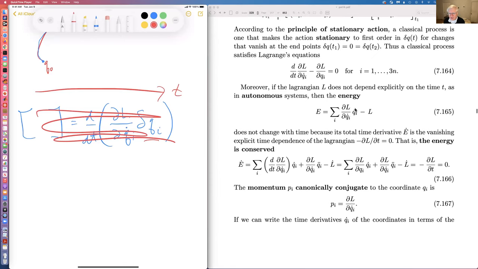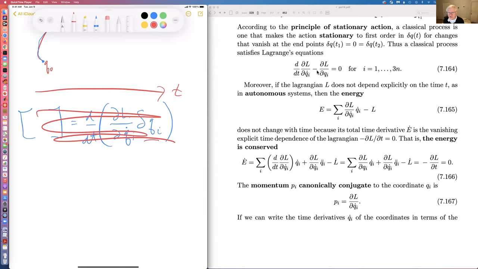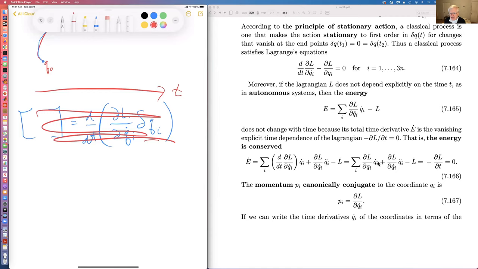But now you use Lagrange's equations. And this thing gets replaced by that. And so you have partial L partial Qi times Qi dot, plus partial L partial Qi dot times Qi double dot, minus L dot. And what is that? Well, this is the total derivative of L with respect to time.